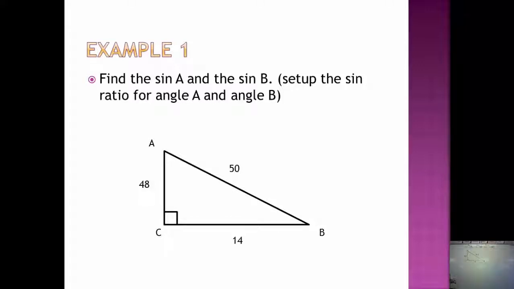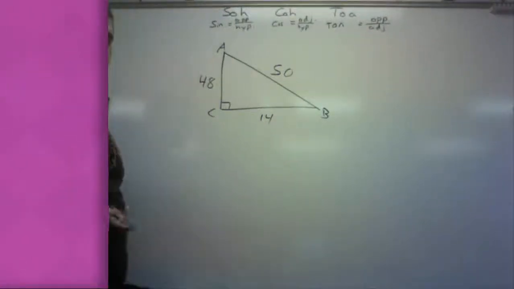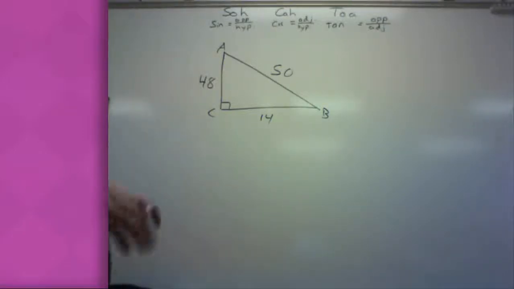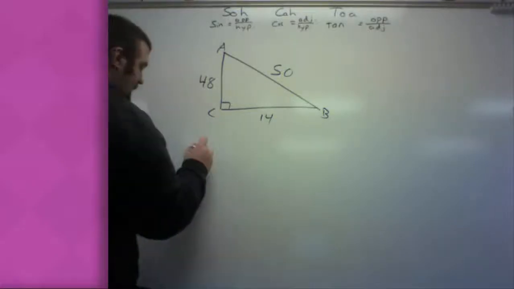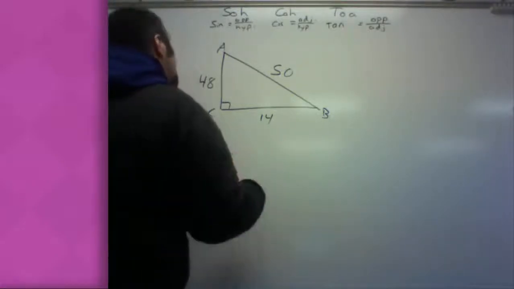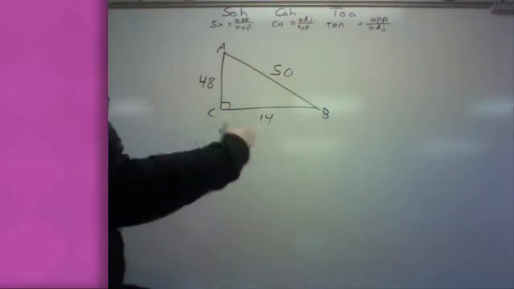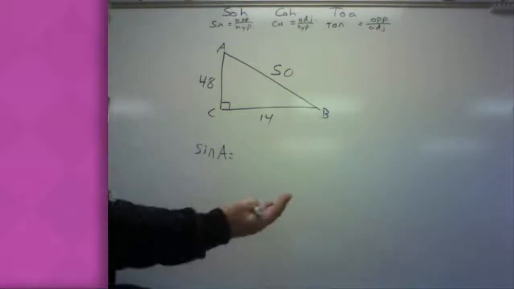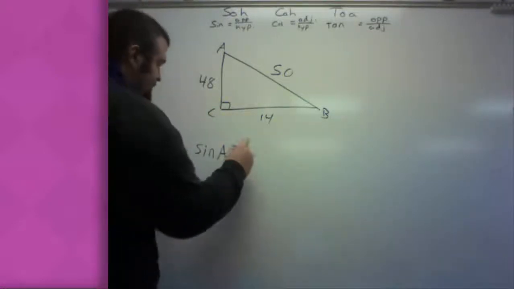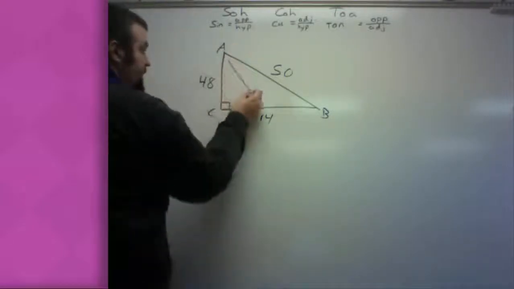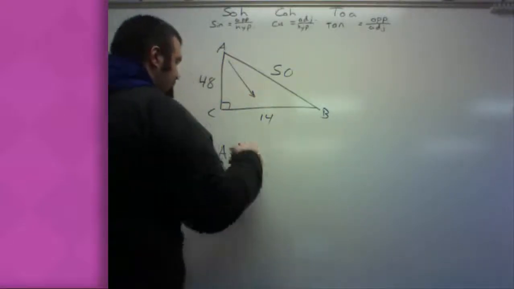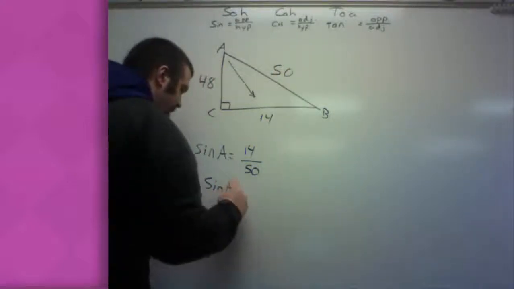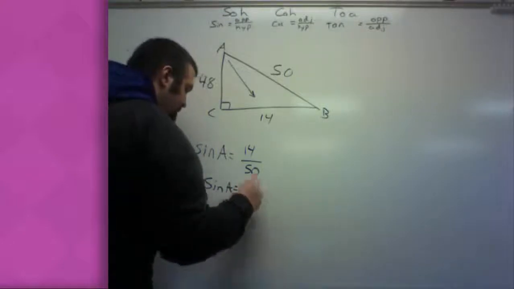The trained eye sees exactly what type of special triangle that is. The untrained eye, which hopefully none of us are, doesn't see it. But I see 7, 24, 25. Sine of A. Sine is the S of SOHCAHTOA. So S-O-H: opposite over hypotenuse. Opposite of A is 14 over hypotenuse 50. So the sine of A, if I divide the top and bottom by 2, is 7 to 25.